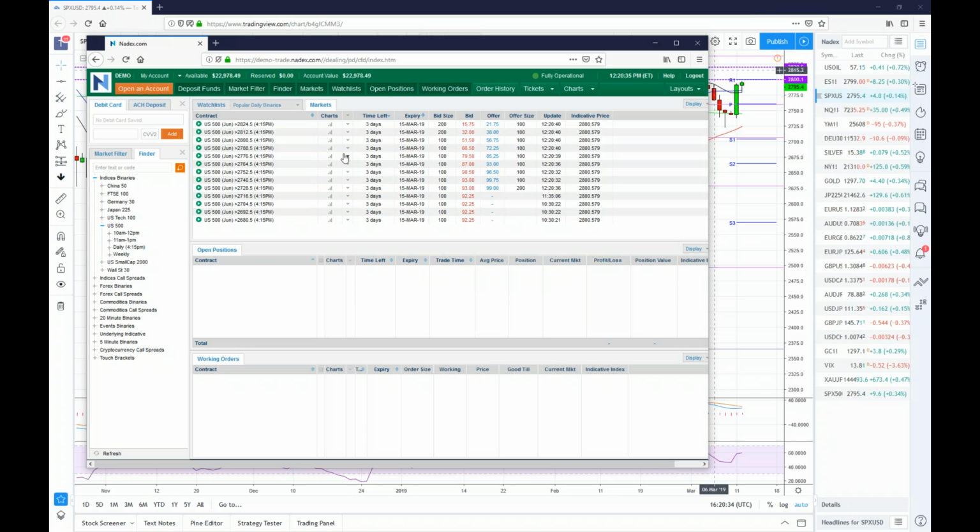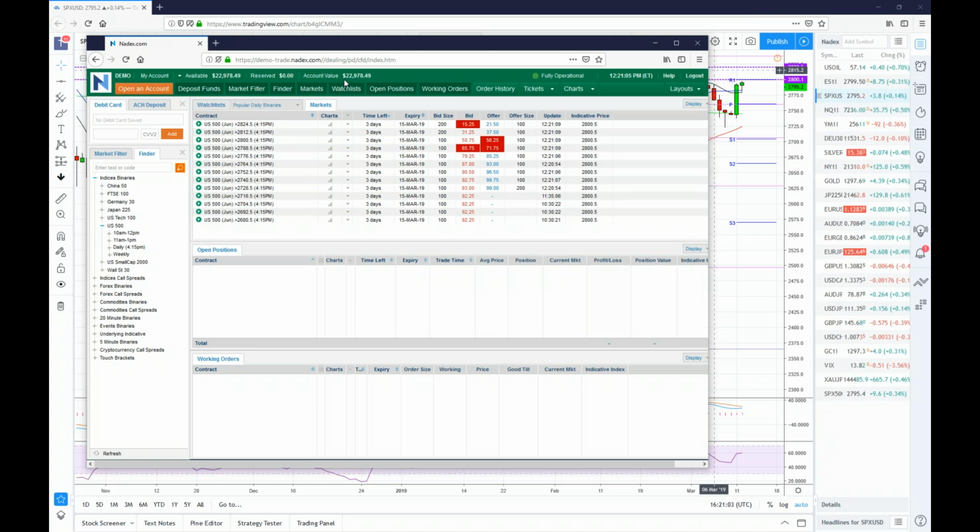Let's talk about money for a moment here. My account value right now is sitting at $22,978, so roughly $23,000. It's a demo account, and if you haven't got one, I highly suggest that you get one, familiarize yourself with the platform, and just get a feeling for everything. It's so easy to do and costs you nothing at all. By all means, just go for it.